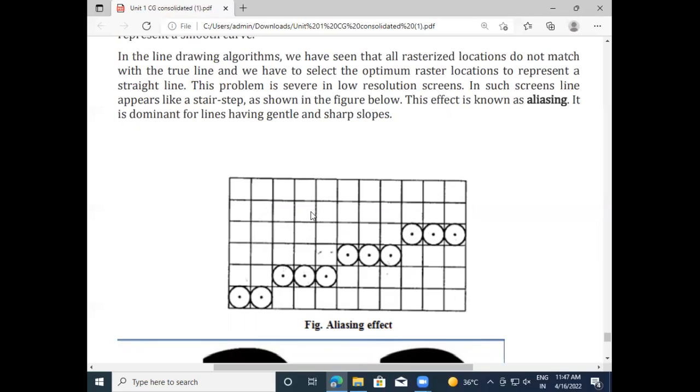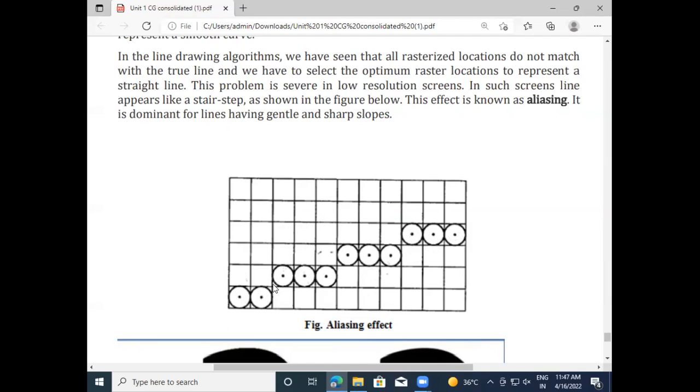Basically, in case of aliasing effects, three kinds of aliasing are possible. The first one is the staircase effect, which is shown like this. This is a line moving from one end to another end. This line is moving in this direction, but because of these pixels, it looks like a staircase.